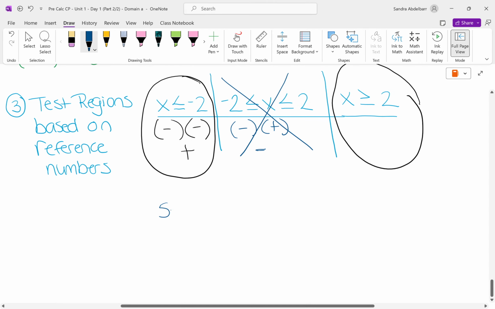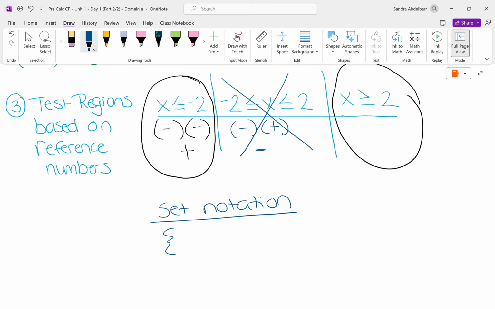All right, let me show you how we write this. So we'll do set notation. We write x such that, x and then a slash, x is less than or equal to -2, and then you write the word or, x is greater than or equal to +2. That's it. So you just write your two answers in there. I know that's a lot.